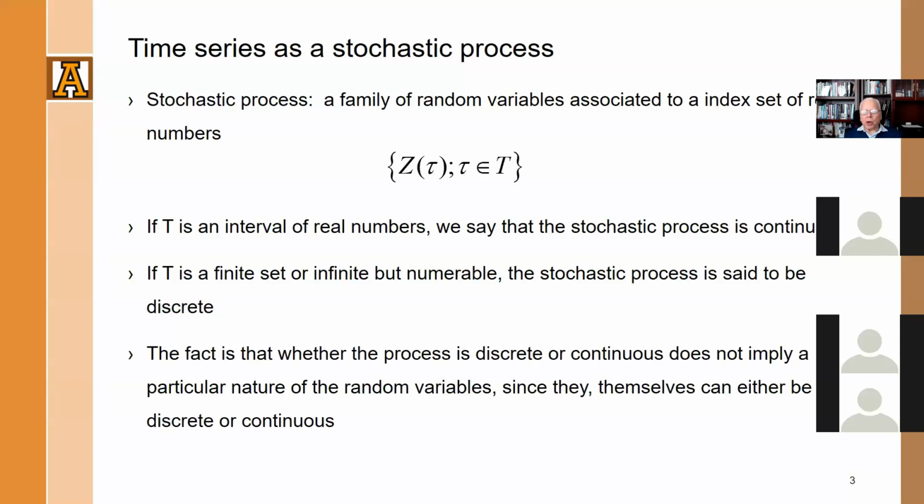Now, whether the process is discrete or continuous doesn't have any implications about the random variables. I could have a continuous process in such a way that the random variable Z is a discrete random variable, so at any point in time Z can only take a numerable set of values, or Z could be continuous also. So one thing is the nature of the stochastic process, and the other is the type of variables that are involved in it.